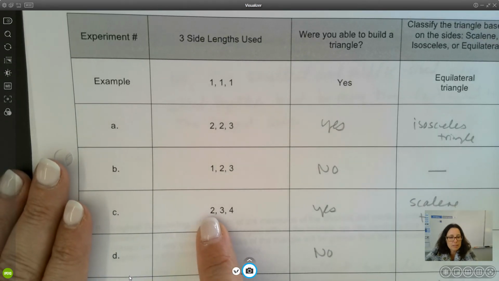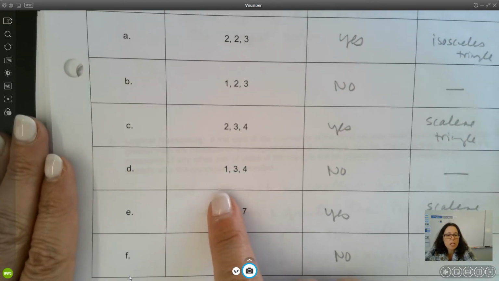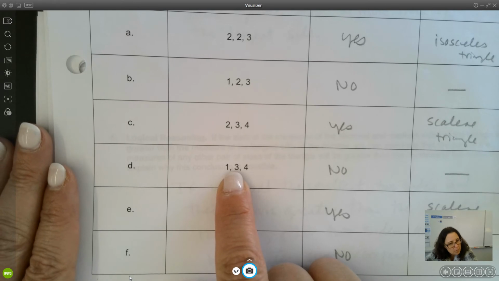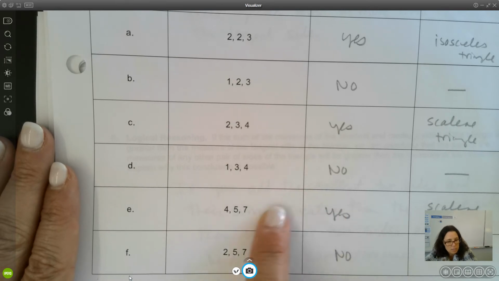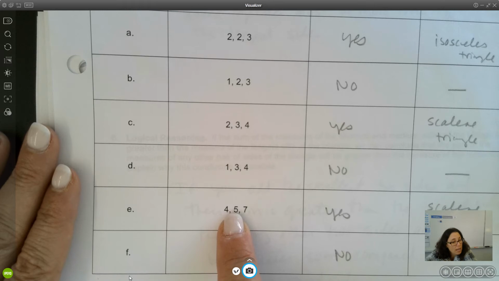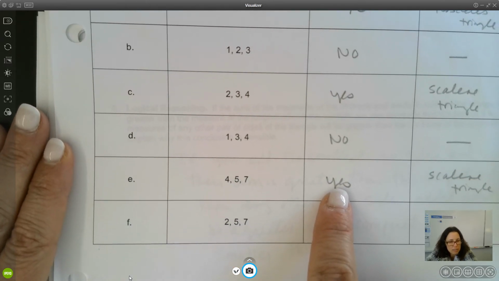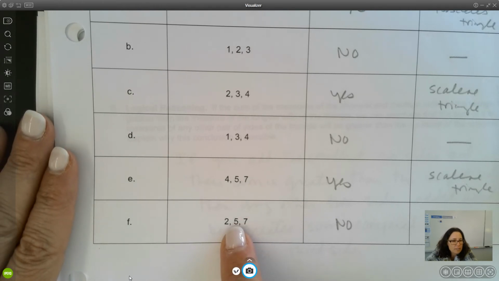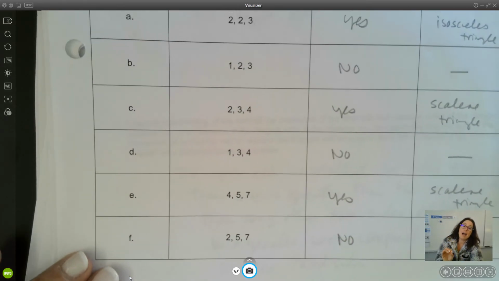This guy, two smallest sides, 2 and 3 added together, 5. Is that bigger than 4? Yep, it forms a triangle. 1 and 3 add to 4, not bigger than 4. It came close, but it doesn't quite make that triangle. 4 plus 5 is 9. It's bigger than 7. Yep, it makes that triangle. 2 plus 5 is 7. Not bigger than 7. No. So that's the rule behind what you just saw happening.